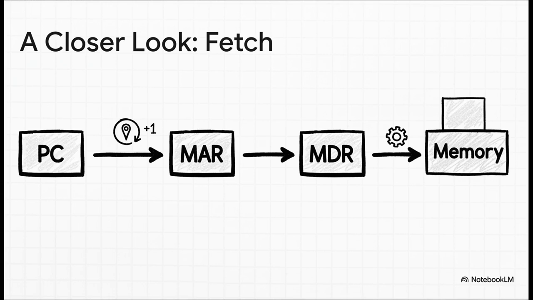We can even get a little nerdier and zoom in on just that fetch phase. First, the program counter, our bookmark, holds the address of our add instruction. That address gets copied to something called the Memory Address Register, or MAR. Think of the MAR as the call number you give a librarian. Then, the actual instruction is pulled from memory and put in the Memory Data Register, or MDR, ready to be decoded. And, this is the crucial part, as soon as that happens, the program counter immediately flips to the next page, getting the bookmark ready for the very next instruction in line.